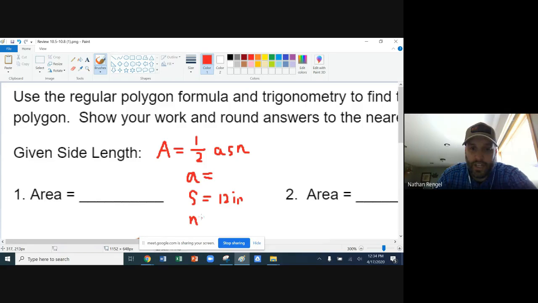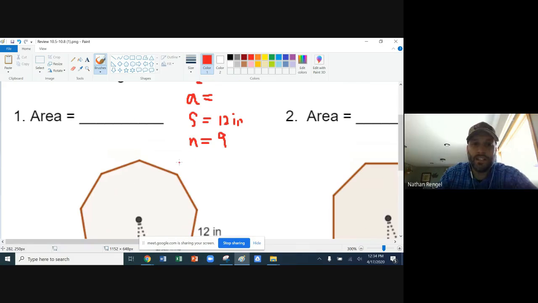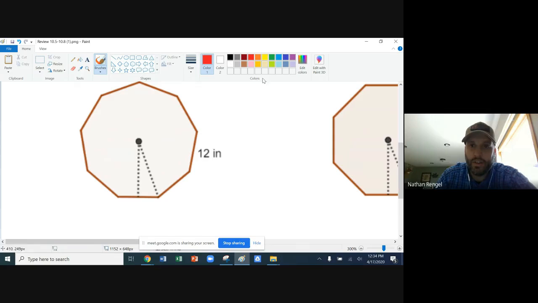And we need to know the number of sides, which we know if we count, starting at the bottom down here: 1, 2, 3, 4, 5, 6, 7, 8, 9. So we got 9 total sides. All right, so all we have to do is find the apothem. I'm going to highlight that in red so that we can see that right there. So we're looking to find this apothem right here.